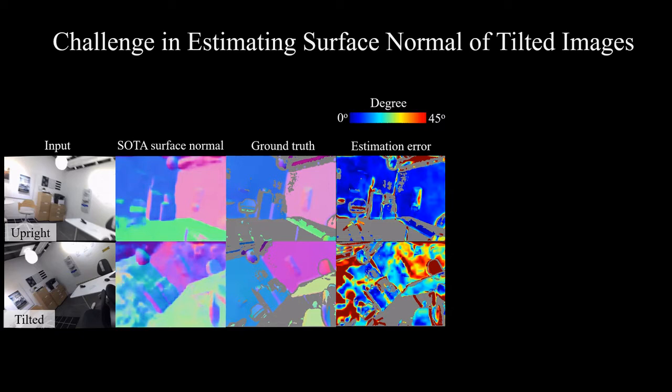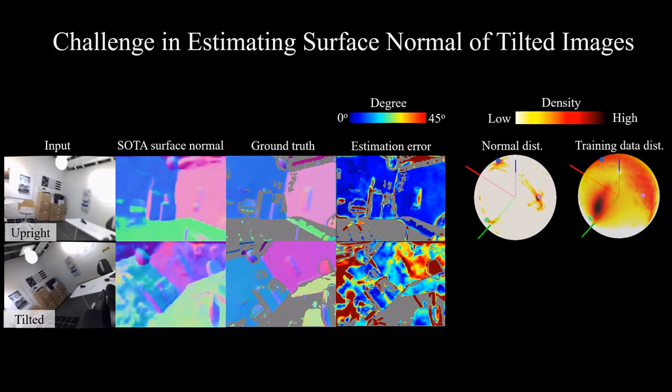images. In this example, we show that for two images capturing a relatively similar scene, the state-of-the-art network predicts accurate surface normal for the upright image, with a median prediction error of 10 degrees, while the prediction error for the tilted surface normal is twice as high. This is mainly caused by the mismatch between the distributions of training and testing data.